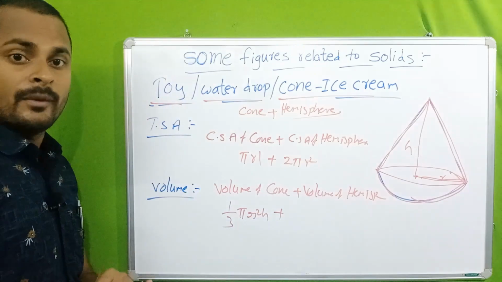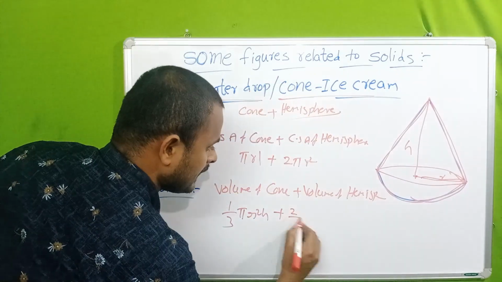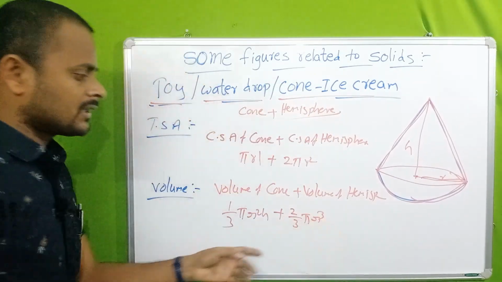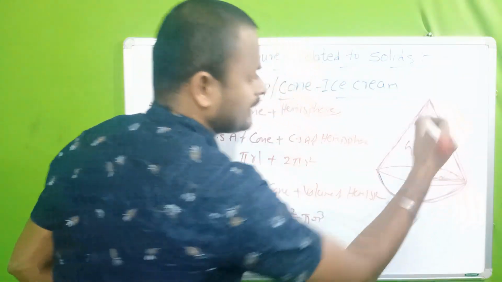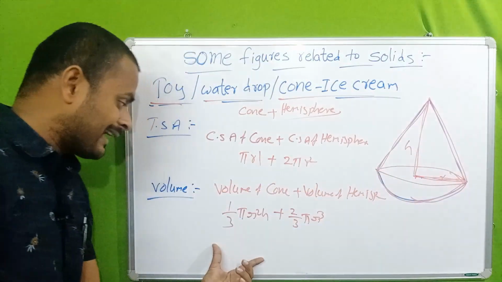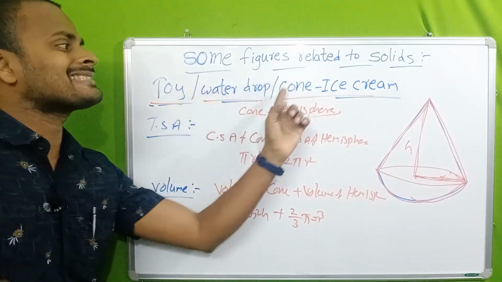And what is the volume of a hemisphere? Half of the sphere, so 2 by 3 pi r cube. So these are the formulas, and you know the radius and height. By substituting those values, you have to get the volume of these kinds of objects.